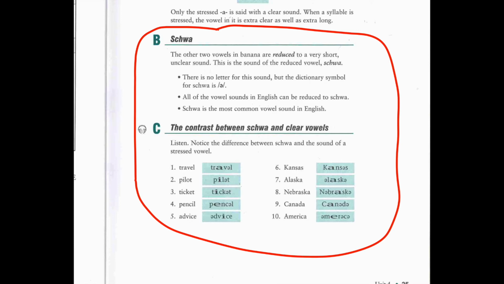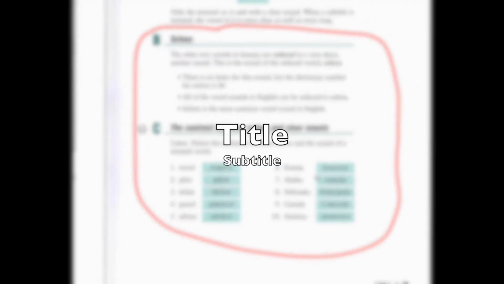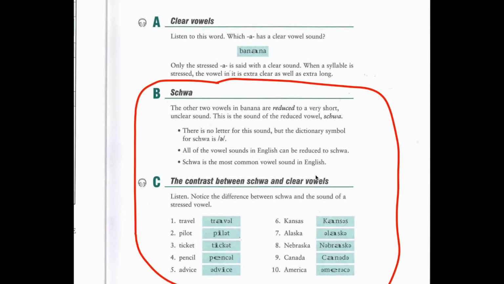Hello. In this video, we're going to talk about the schwa sound. Now, the schwa sound is the unstressed sound that we use in English to help emphasize which particular syllables are going to be stressed and which ones are not going to be stressed. Now, for example, I'm going to start with the first description here of what a clear vowel is.